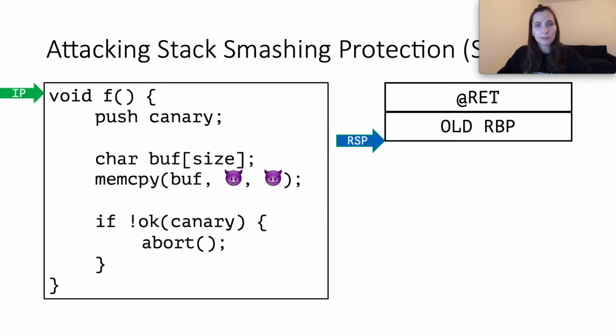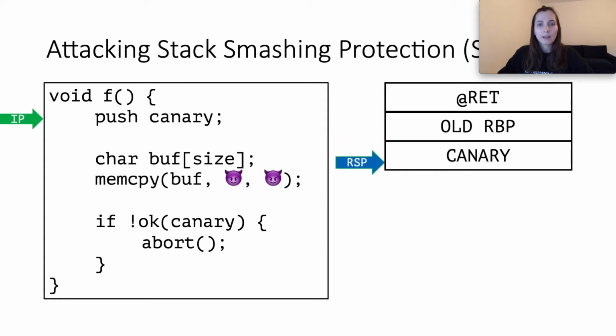This code snippet shows a function, f, which suffers from stack buffer overflow but is protected by SSP. In the paper, we present an end-to-end attack against a vulnerable version of libpng, also protected by SSP. We follow the execution of this snippet. First, the canary is pushed on the stack and the buffer is allocated.